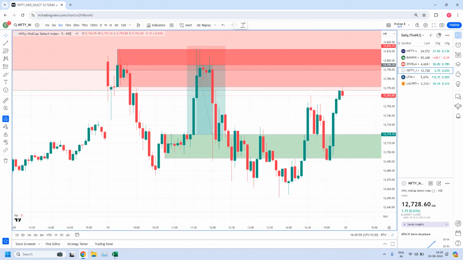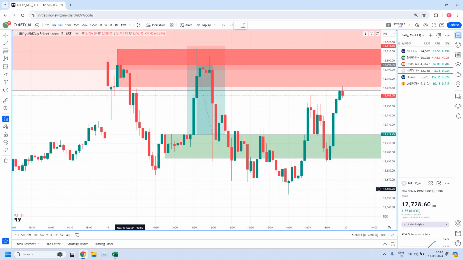Now let's get into the analysis of the high liquidity zone generated by the NeoStock supply demand zone software. Yesterday, meaning the previous trading day, Friday end of the day, we identified 4 high liquidity zones for our today's trading purpose. Out of these 4, we got a trade in Nifty Mid Cap Select.